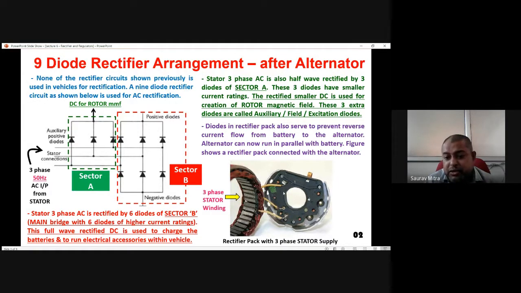They are connected to the six diode pack, and also a three diode pack of auxiliary diodes. On the other side of this plastic material, all those 9 diodes, or actually 11 diodes, are connected. Whenever supply is taken out from the alternator, it is actually the rectified DC supply which is taken out. So this is the rectifier pack with the three-phase stator supply, on the other side of this plastic. Now the rectifier pack is shown here.